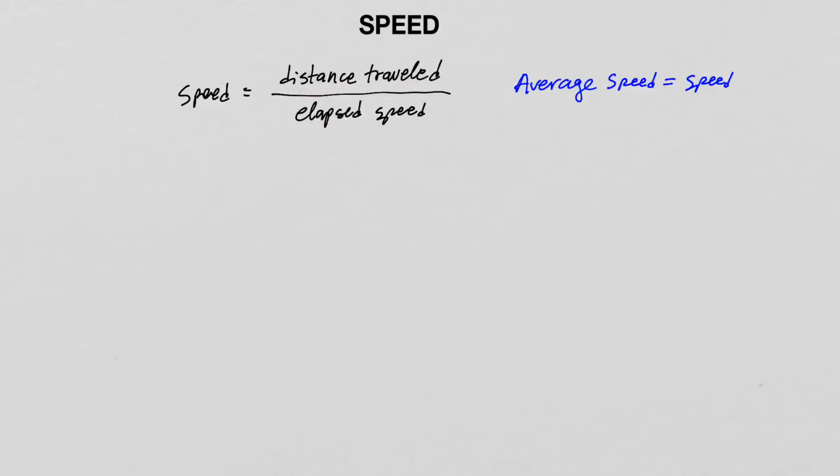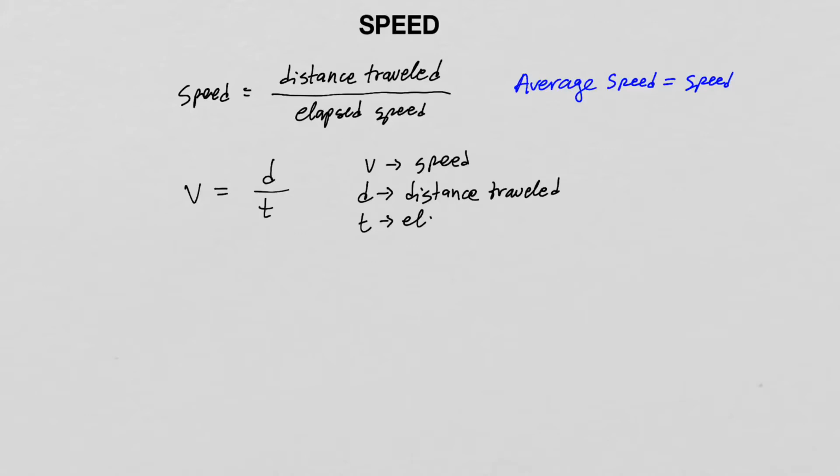it took to travel that distance. In a formula form, this relationship looks like so. The speed v is equal to the distance d divided by the time t. So v is the speed, d is distance traveled, and t is the elapsed time.